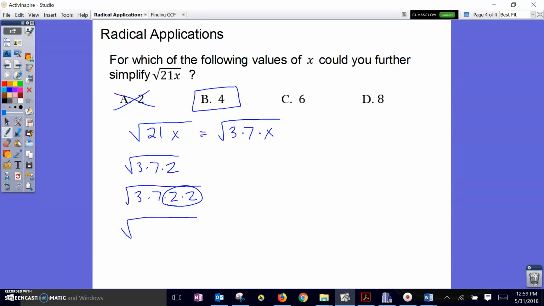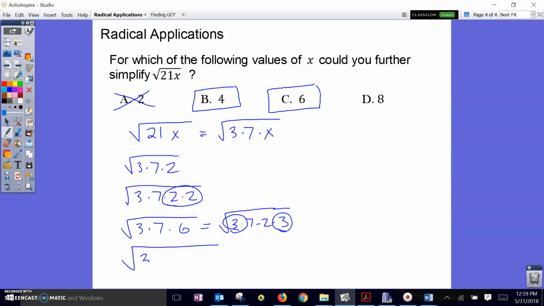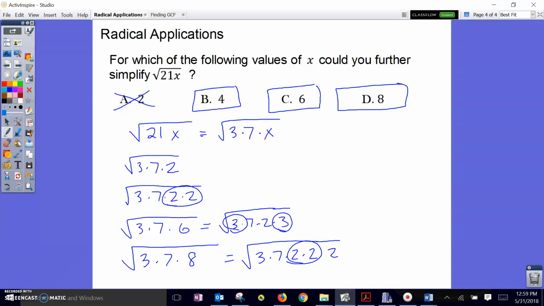If I put 6 in there, 6 is 2 times 3, so there I've got a pair of 3's, so that can be further reduced. And 8 is 2 times 2 times 2. So again, I have another pair. So there's actually 3 of the 4 answers here work in this case.